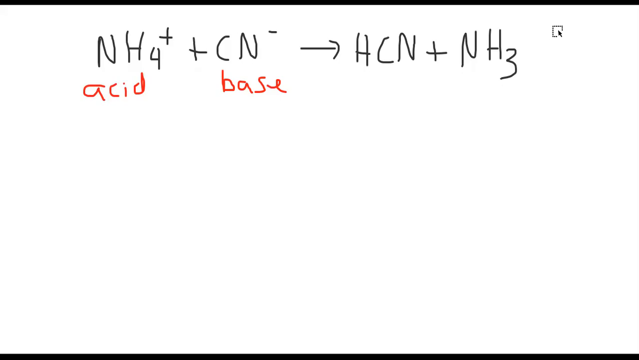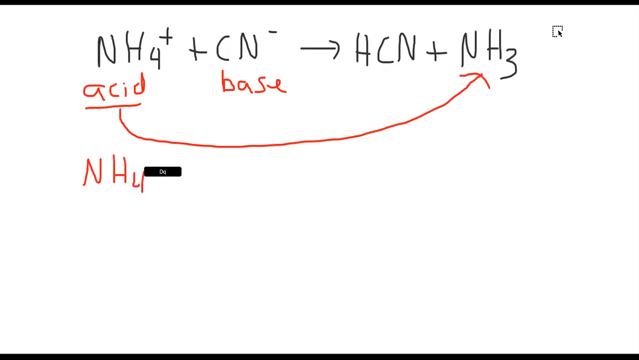So when they're asking for the conjugate acid-base pairs, you want to start with the acid and say, okay, here's my acid. What is its resulting conjugate base? So what is NH4 plus changing into when it loses a proton? Well, when NH4 plus loses a proton, it becomes NH3. So this is my first conjugate acid-base pair. It'll be NH4 plus going to NH3. That's the conjugate base it's forming.